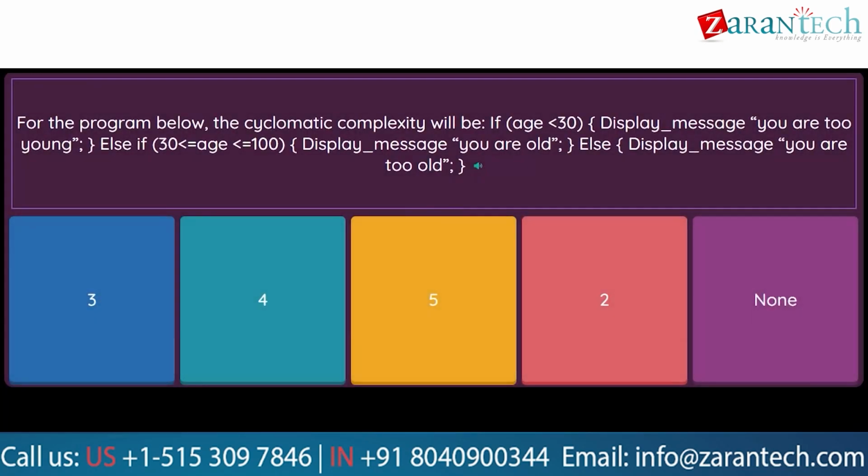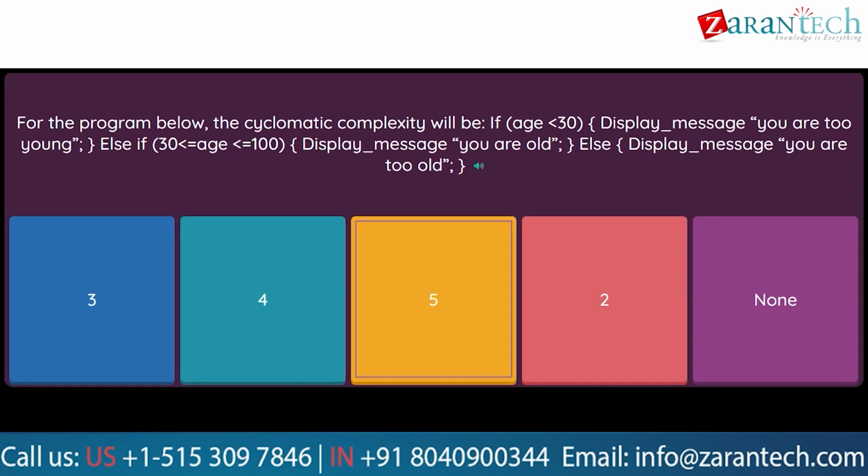Question: for the program below, the cyclomatic complexity will be: if age < 30, display_message you are too young, else if 30 <= age <= 100, display_message you are old, else display_message you are too old. Option 1: 3. Option 2: 4. Option 3: 5. Option 4: 2. Option 5: none.